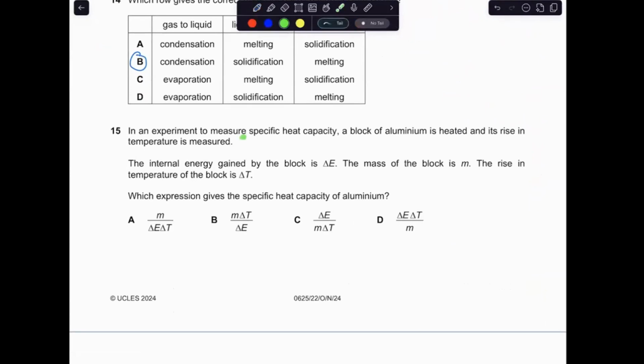In an experiment to measure a specific heat capacity, a block of aluminum is heated and its rise in temperature is measured. The internal energy gained by the block is delta E. The mass of the block is M. The rise in temperature is delta T. You see again, now the delta symbol is coming in because that's what it means, change in energy or change in temperature. Which one gives a specific heat capacity?